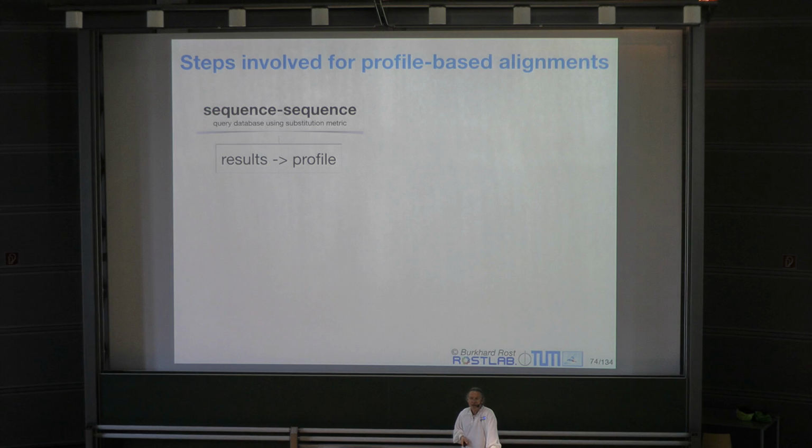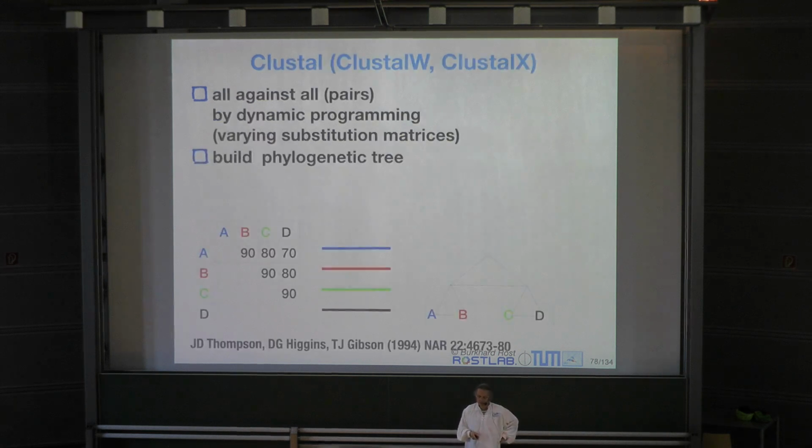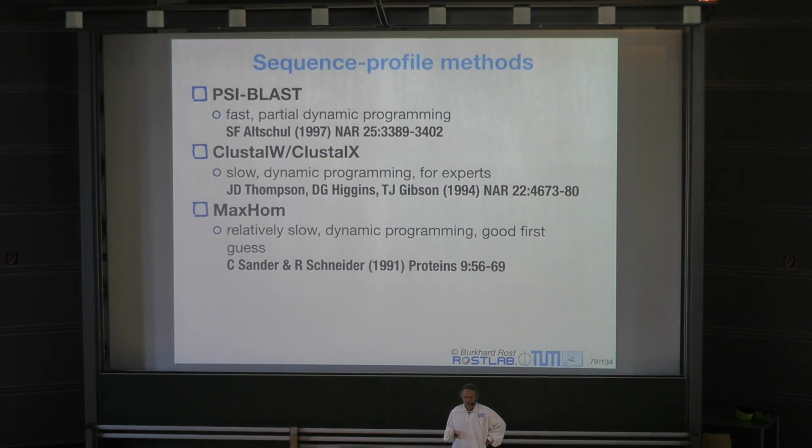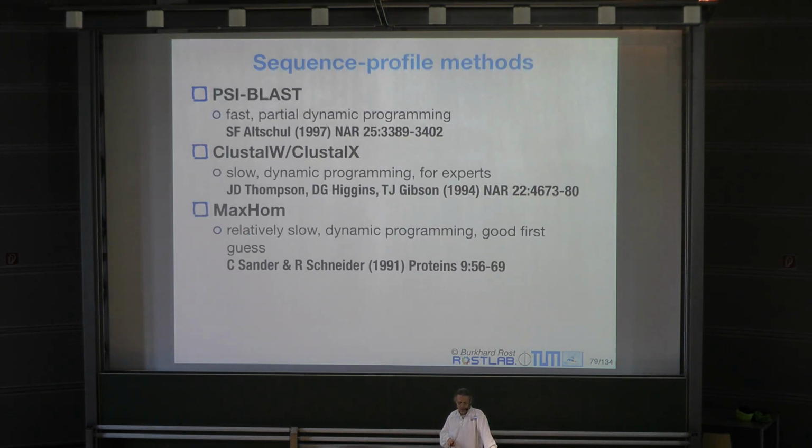So there is a sequence-to-sequence comparison, pairwise sequence comparison, and the result of that is a profile. And then there's a sequence-to-profile, or profile-to-sequence comparison. And the result of that is an updated profile through iteration. That's the idea. Then there's a method called ClustalW that sort of does the same thing that I showed you before. So it does a tree mapping, and it does it in a very good way in dynamic programming. It uses a phylogenetic tree, gets many of the details right.